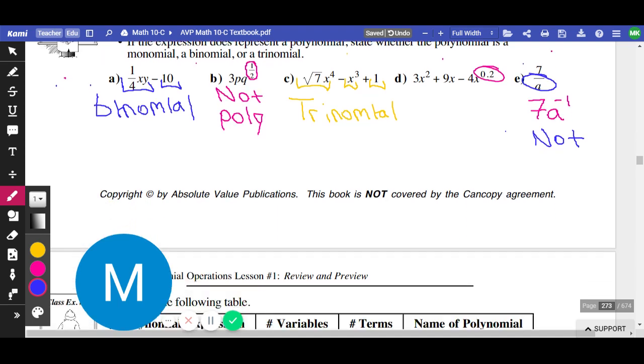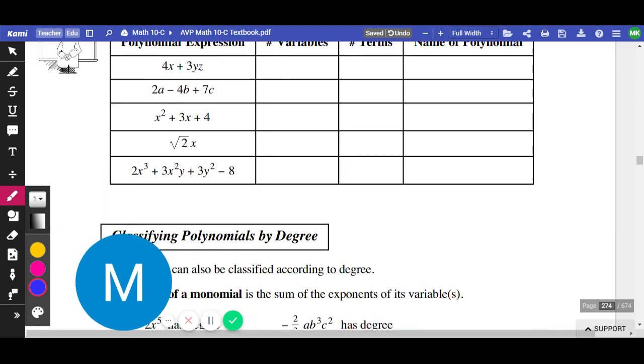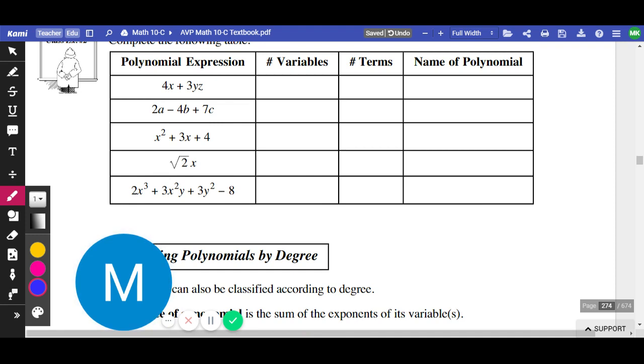Awesome. I need to do the first one with you, because we're just going to go through a couple definitions one more time, and then I'm going to let you try to fill out this chart on your own. So, this is all your polynomial expressions down in this column. We're going to take each column and fill out the info about it. So we have 3x plus 3yz. The first column says number of variables. Variables being letters. Okay?